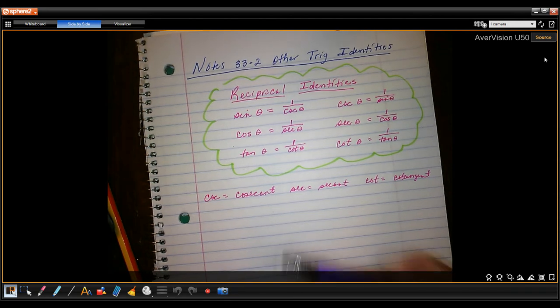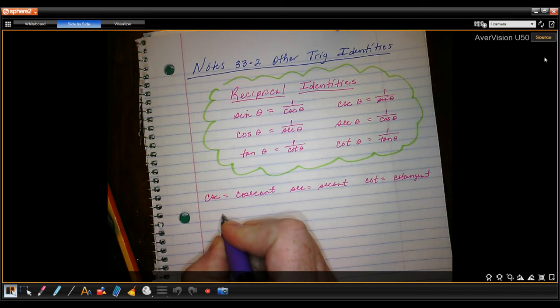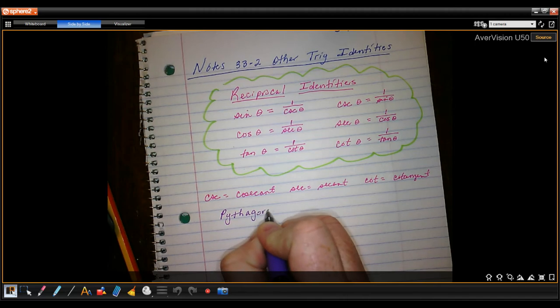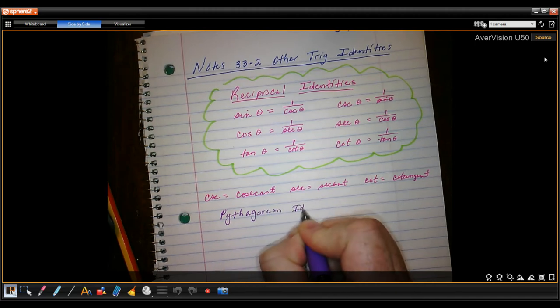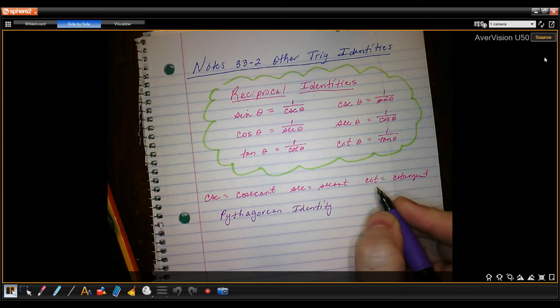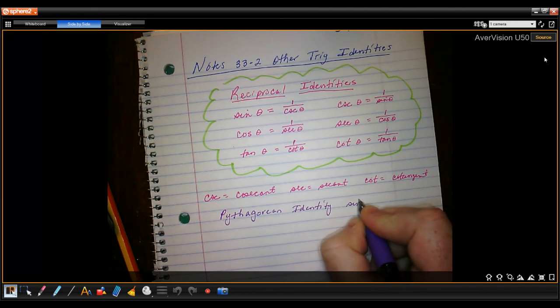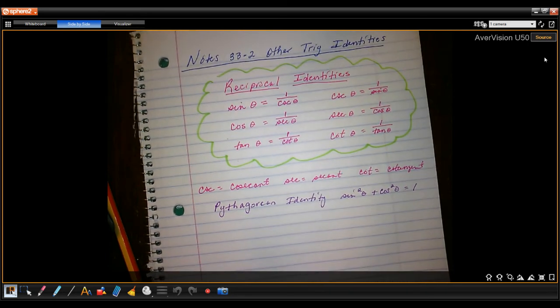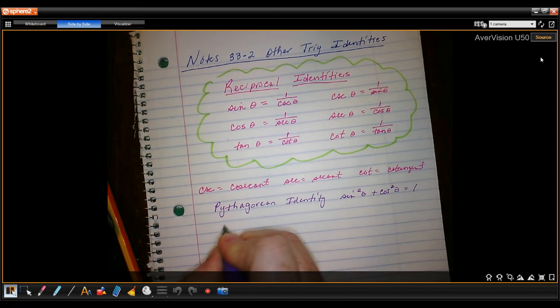Yesterday, we talked about the Pythagorean identity, which was what? Sine squared theta plus cosine squared theta equals 1. Okay, there's another identity for you. Let's keep going. Then we talked about cotangent theta is 1 over tangent, right?